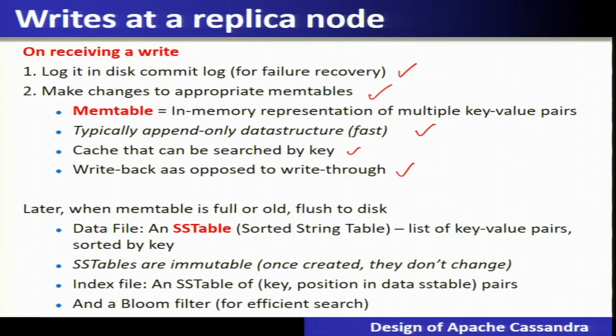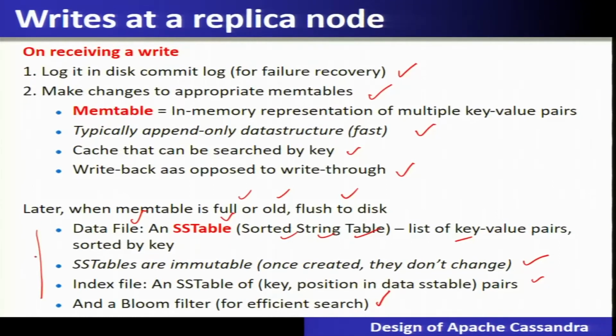Later, when the memtable is full or old, it will be flushed to the disk. As far as the data file is concerned, it is supported as the SSTable, which is called a sorted string table, that is a list of key-value pairs which are sorted by the keys. SSTables are immutable, that is, once created they do not change. There is also an index file, that is an SSTable of the key and the position in the SSTable pairs. It also uses a Bloom filter for efficient searching.